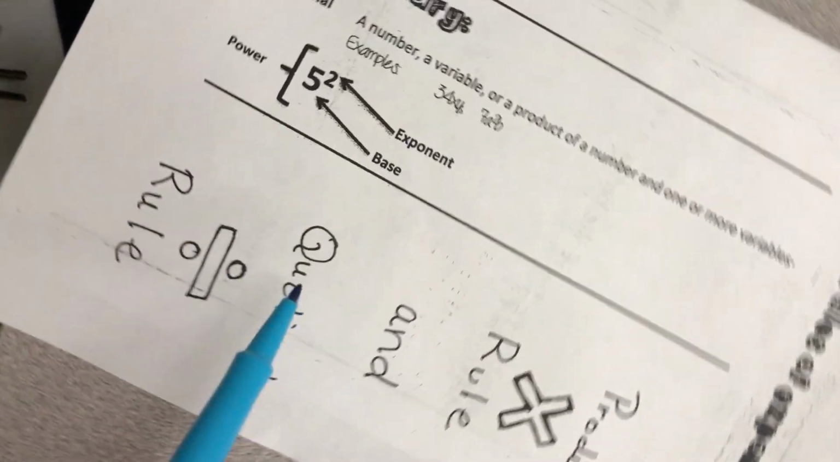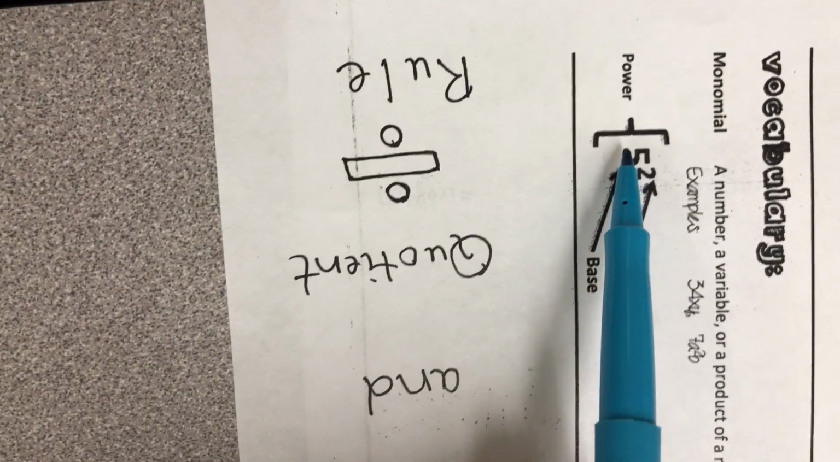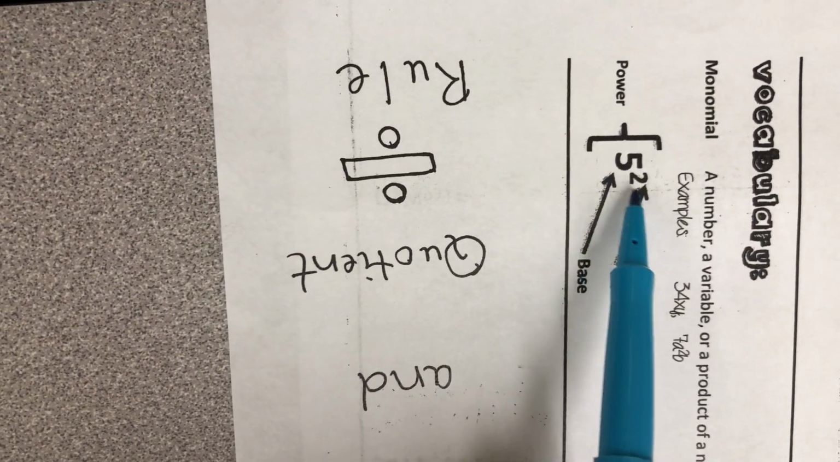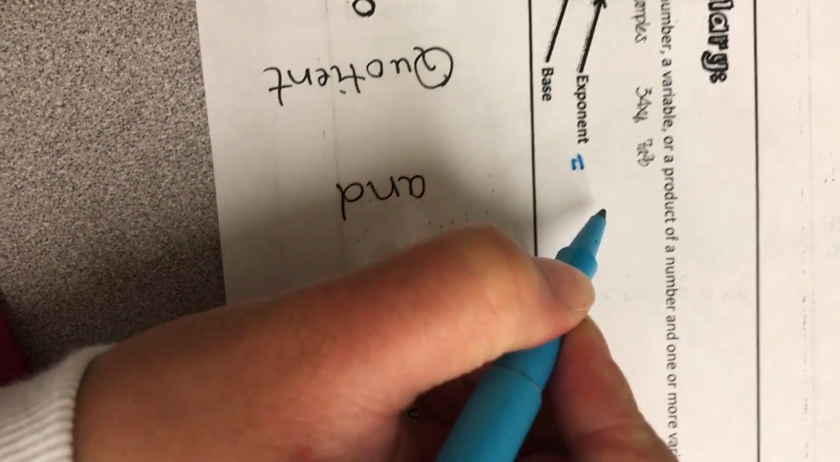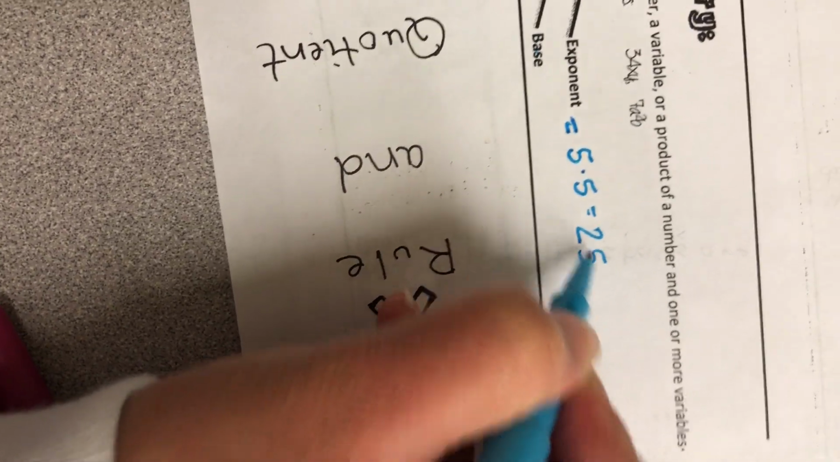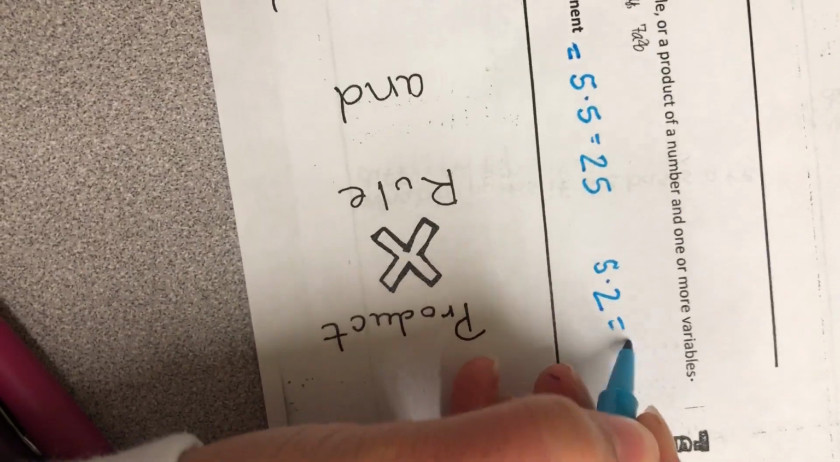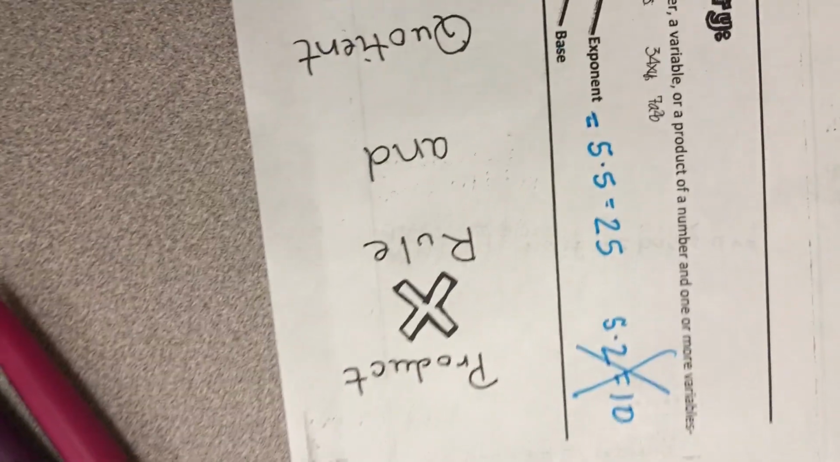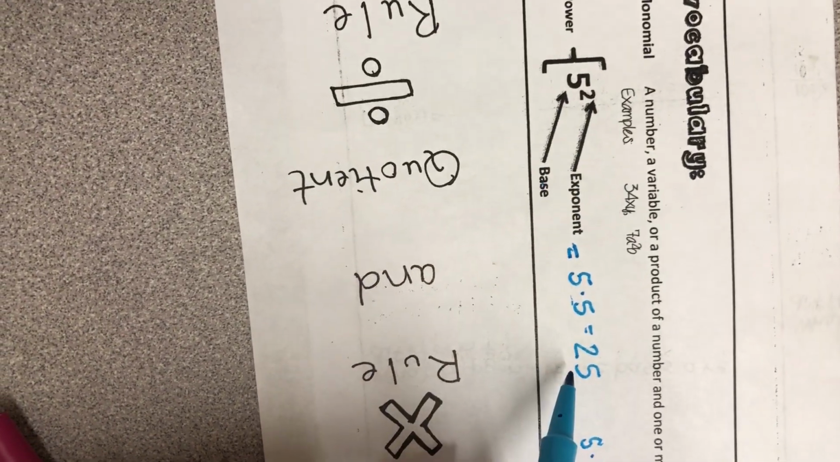Now, just a little reminder that the big number is called the base, and the little number is called the exponent. 5 squared means 5 times 5, which is 25. It does not mean 5 times 2, which is 10. Okay, that's like one careless mistake students make all the time. That little 2 tells you how many times to write the 5, and then you multiply them. Okay, so let's go ahead and get started.